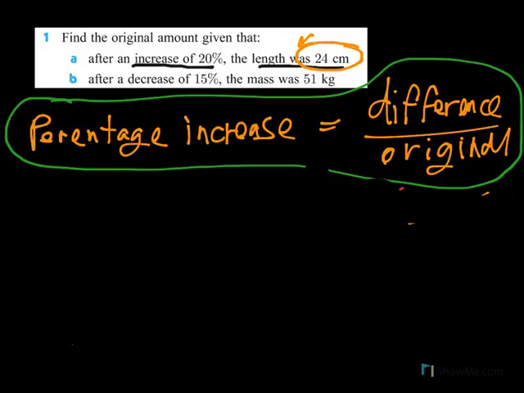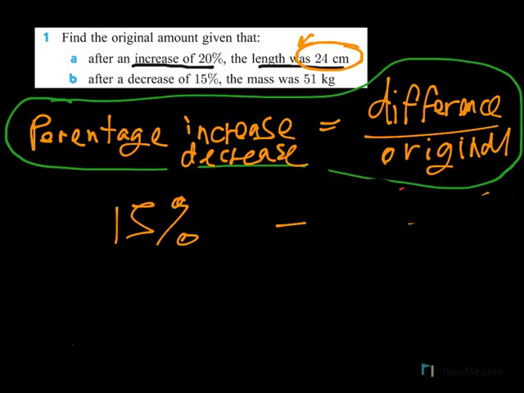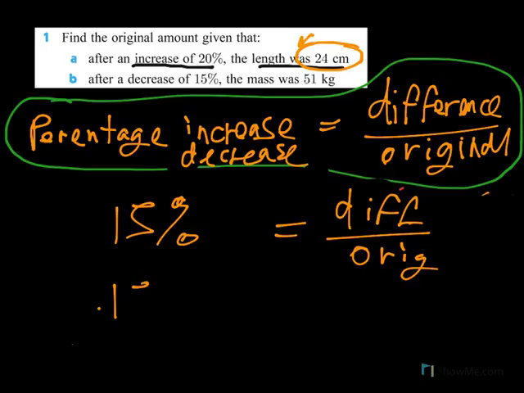Let's take this second problem. After a decrease of 15%, the mass was 51 kilograms. So again, we have a decrease, so it's a decrease of 15%. Now we have again our formula, difference over original. Here we have 15%, or 0.15. The difference we don't know, but we do know the original is 51.